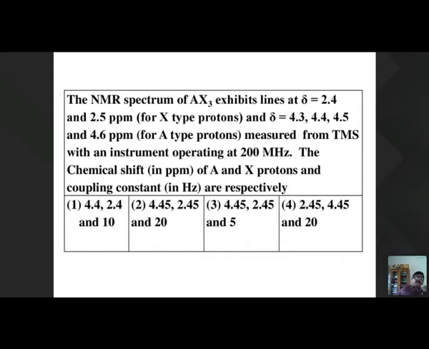So next, regarding spectroscopy. I think this question was asked in part B in a previous CSIR exam. The NMR spectrum of AX3: A type contains one proton, X type contains three protons. X shows lines at 2.4 and 2.5 for the X protons, and 4.3, 4.4, 4.5 and 4.6 for the A type protons, measured from TMS with an instrument operating at 200 MHz. The chemical shifts of A and X protons and the coupling constant are respectively asked.